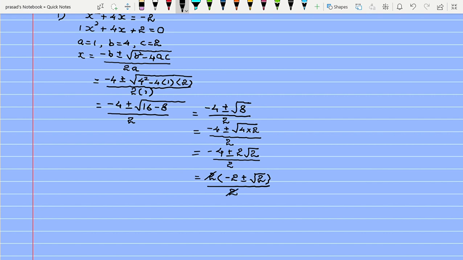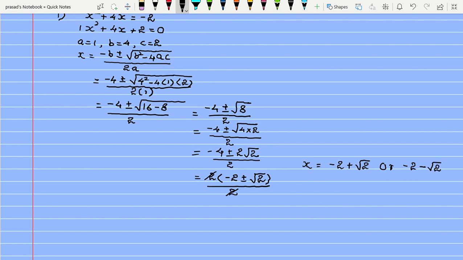Secondly, many times the students ask me why there are two signs, plus, minus. Keep it in mind that a quadratic equation in general will have two roots. So these are the two roots. One root is x is equal to minus 2 plus root 2, or the second root will be x is equal to minus 2 minus root 2.